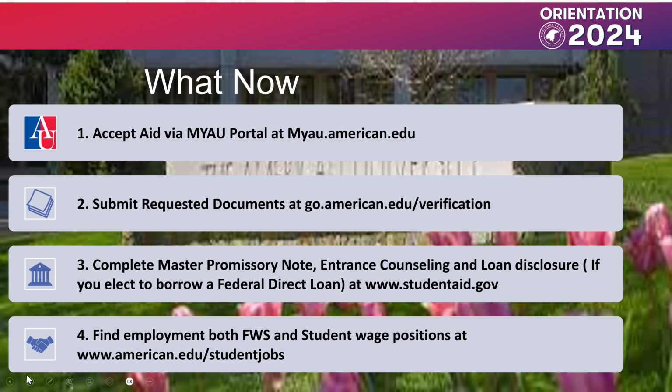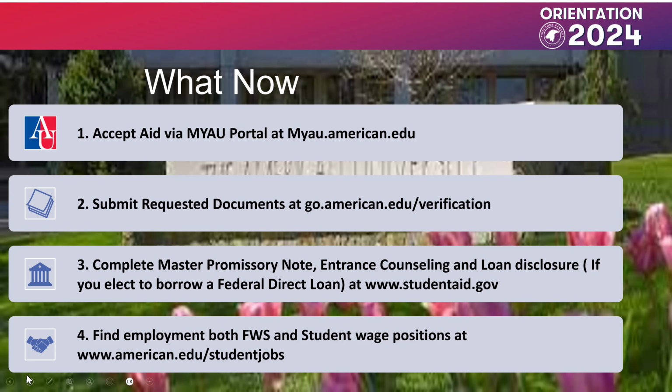We have contacted a few families to say, please submit some documents to us so that we can finalize your financial aid. In order to submit your documents electronically, you can go directly to go.american.edu/verification so that you can upload those documents and they'll be sent directly to us. Don't worry if you don't have anything to write this down. This presentation, and all of the presentations, will be recorded so that you can go back and refer to all of the sites that I've referenced.